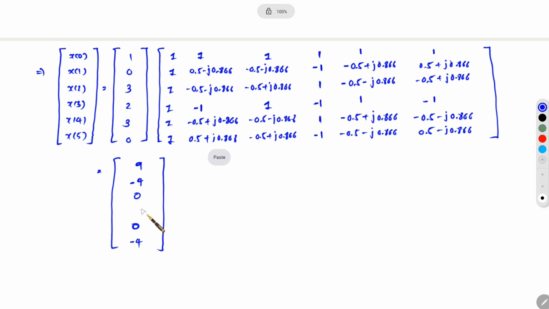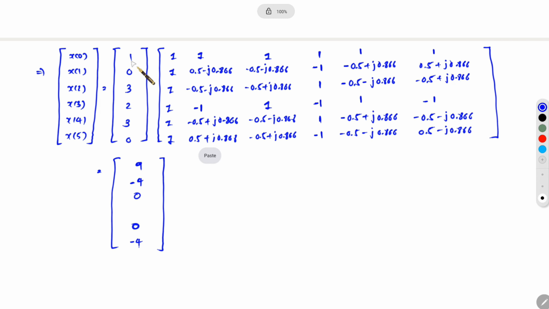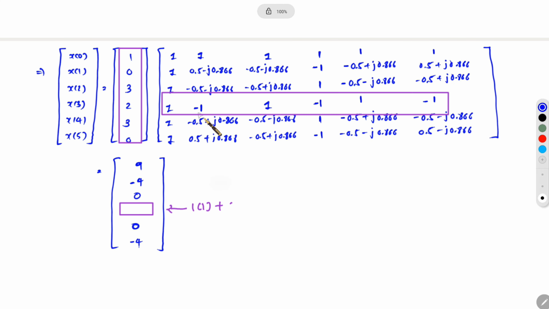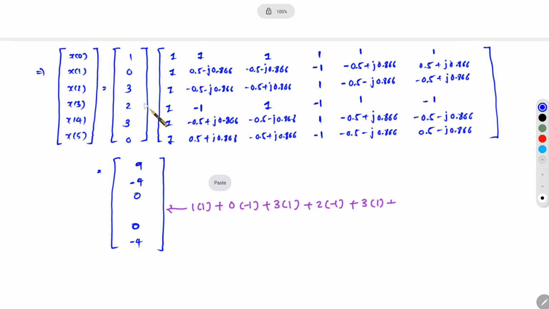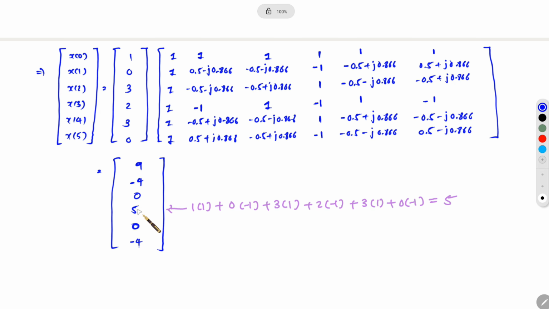And see this fourth element. Now that will be this column into the fourth row. So 1 into 1 plus 0 into minus 1 plus 3 into 1 plus 2 into minus 1 plus 3 into 1 plus 0 into minus 1. That will be 5. Right. So that is how one can calculate the elements.